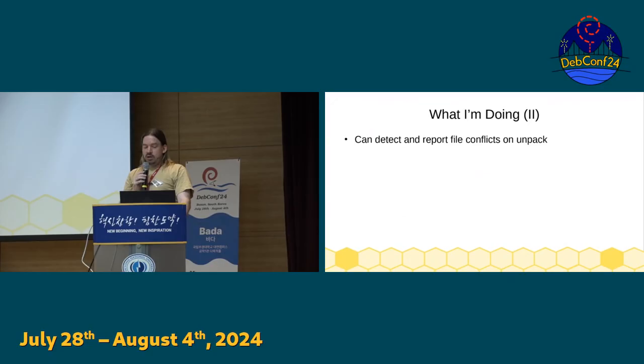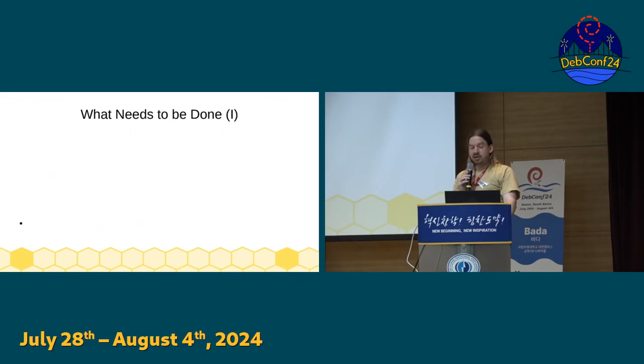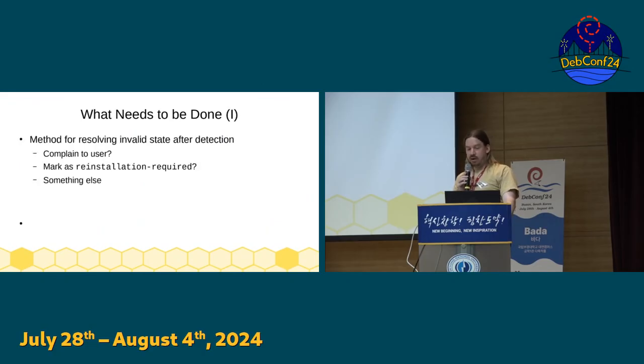What is already working is we can detect and report file conflicts. We can detect conflicts when symlinks are registered. We can represent an invalid state if somebody moves files outside of the package. And a lot of things still need to be done. For example, we need a method for resolving that invalid state.